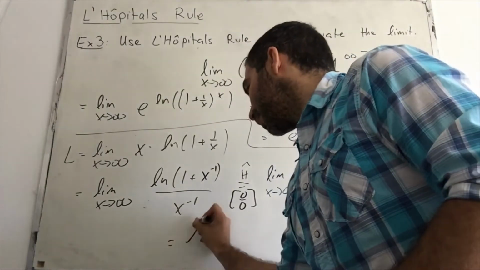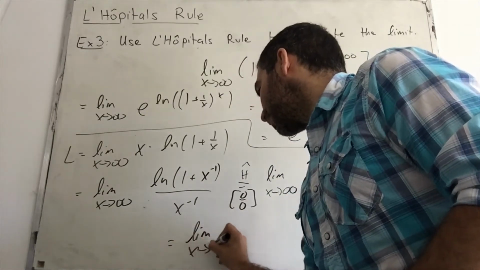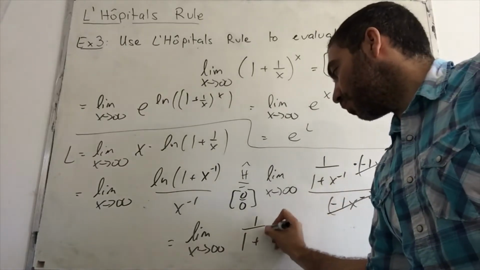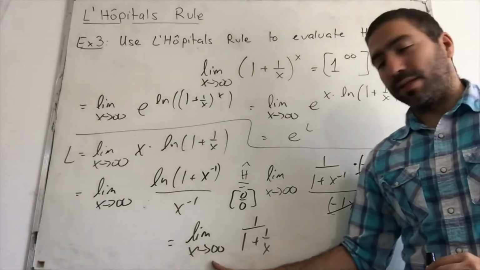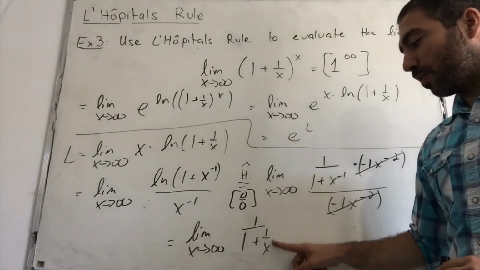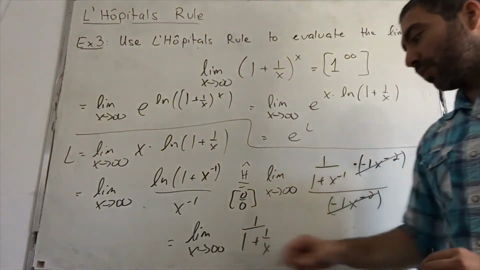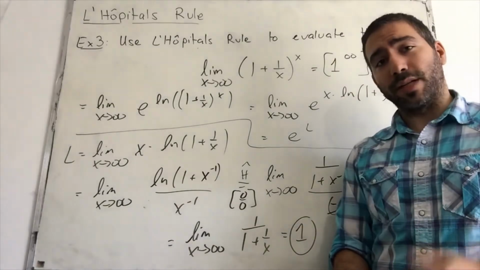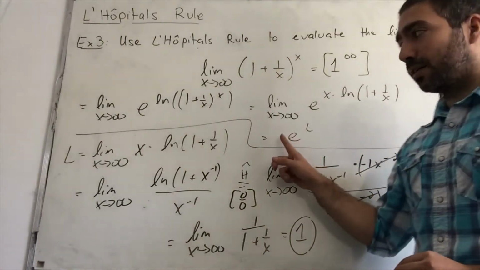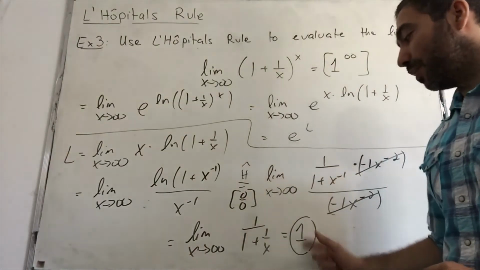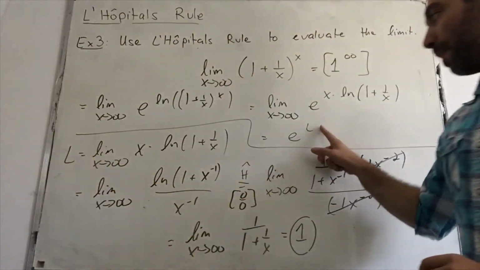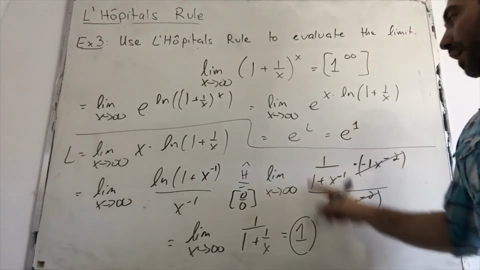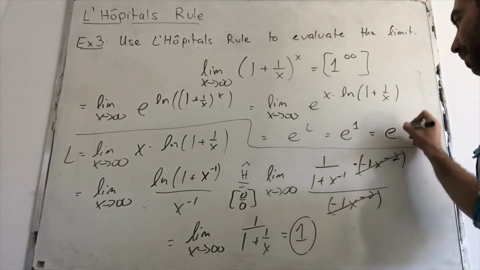Evaluating that term, we get the limit as x goes to infinity of 1 over 1 plus 1 over x. I'm writing it back as plus 1 over x. Evaluate the limit: replace x with infinity, we get 1 over infinity, which is 0. So we have 1 over 1, which gives us 1. Again, that's not the final answer. We have to go back to this piece over here. We found the limit of the exponent, so we really have e to the 1, because L is 1, and that's just e.